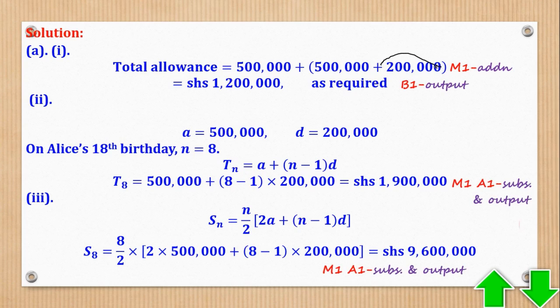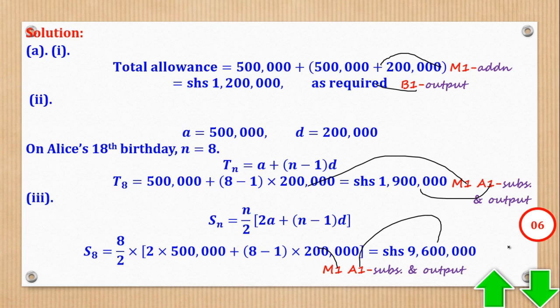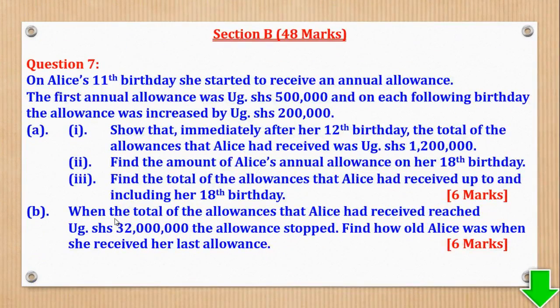So this one, M for substitution, B for output, M for substitution, A for output, M for substitution, A for output. So that's how we could get the 6 marks in part A. Then when you go to part B, it says, when the total of the allowances that Alice had received reached shillings 32 million, the allowance stopped. Find how old Alice was when she received her last allowance.